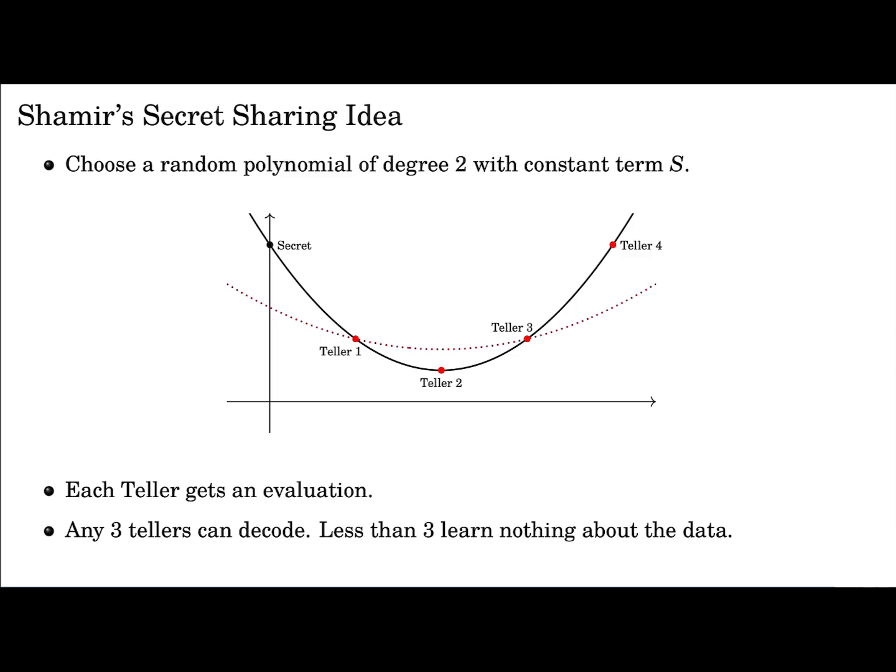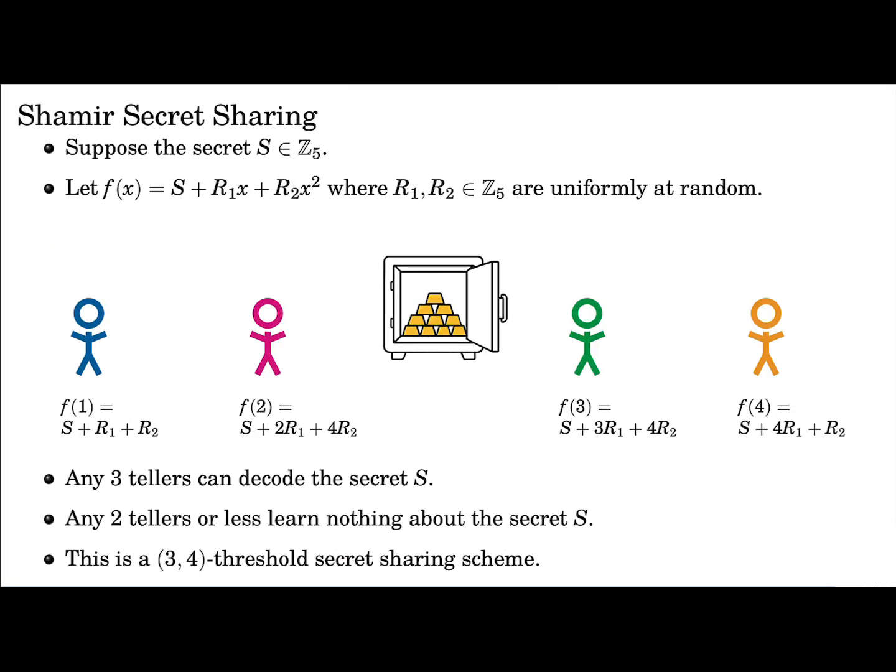So how does this work? Let's make this concrete. Let's say that our secret is an element of Z5, and later we're going to see why we want to be working over integers modulo something. If the secret is larger, you can just work over a larger set. But just for illustration purposes, let's keep it small and simple. So let's work in Z5.